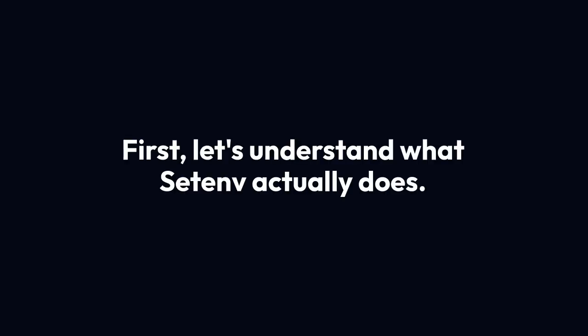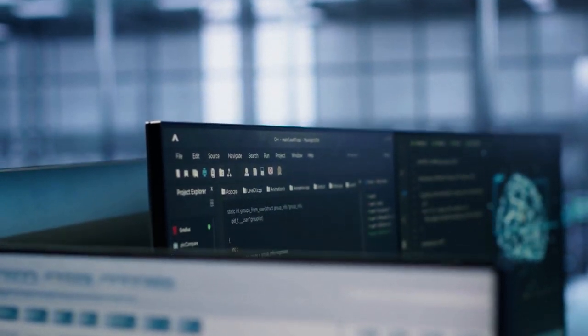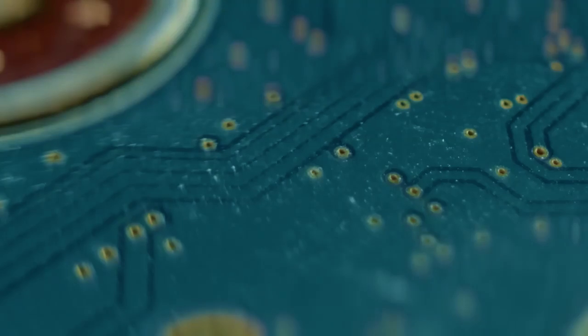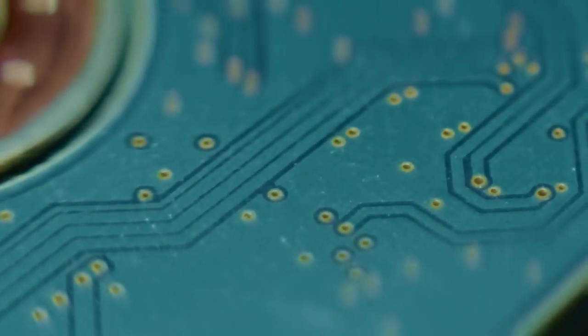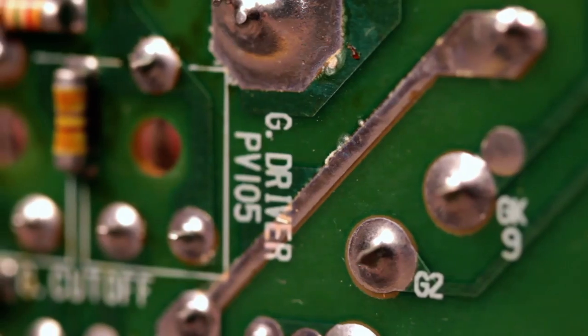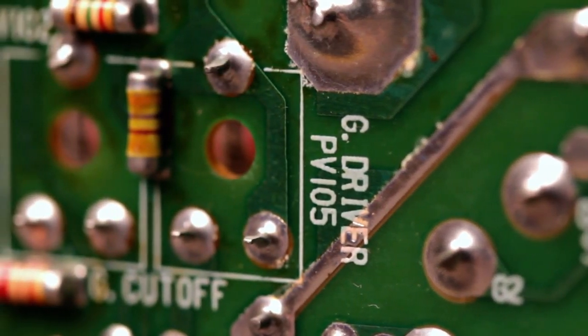First, let's understand what SetEnv actually does. When you use SetEnv my_variable some_value in your Apache configuration, you are primarily setting an Apache internal environment variable. These variables are perfectly accessible by other Apache modules, like mod_rewrite, or even directly within Apache's own processes. They are part of Apache's internal world.